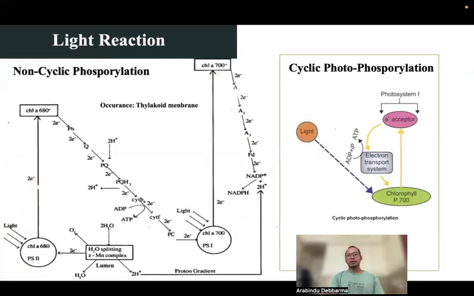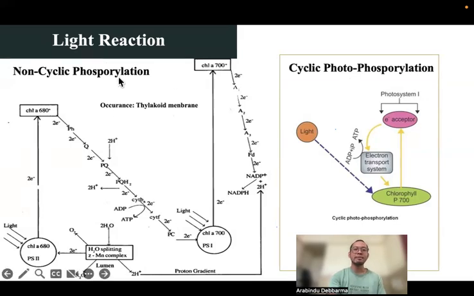Now, since we started understanding photosystem 1 and photosystem 2, may I know where they are? They are mainly present in the membrane of the thylakoid. In our light reaction, where light is the most important part of photosynthesis, we have two types: one is called non-cyclic photophosphorylation, and the other is called cyclic photophosphorylation.